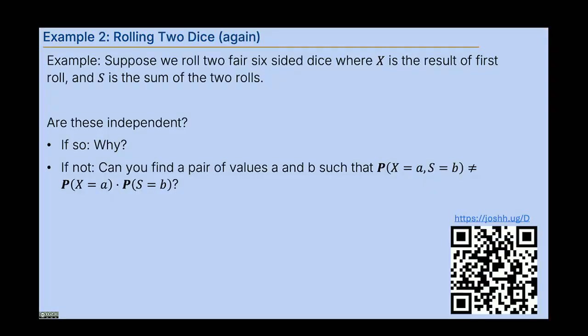Okay? Another example, let's say rolling 2 dice. Let's suppose we roll 2 fair 6-sided dice where X is the result of the first roll and S is the sum of the 2 rolls. Are these independent? And if not, can you come up with some counterexample? And if it is indeed independent, give me an argument. So try and do this one. I'll let you think about this a bit more. Okay, I'll give you a minute or so on this one.